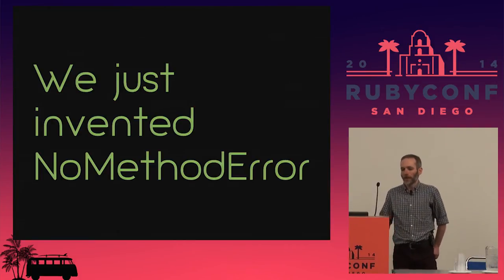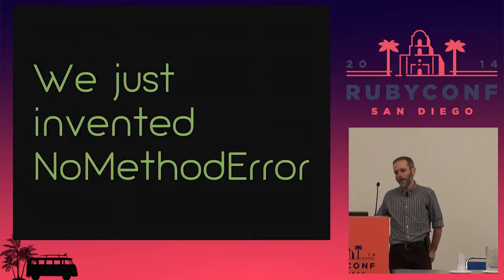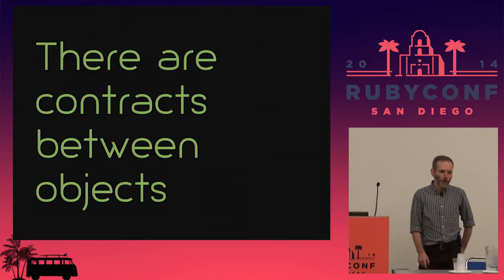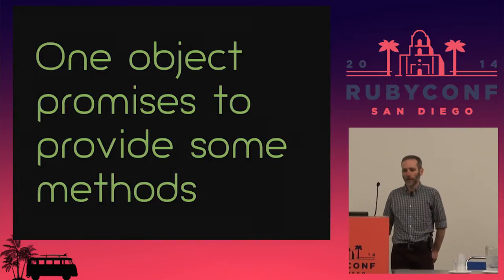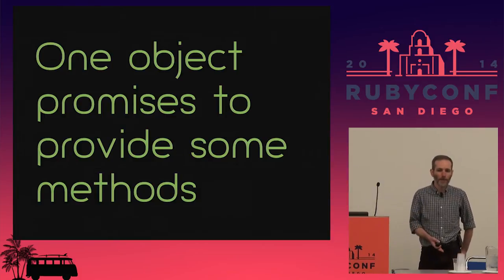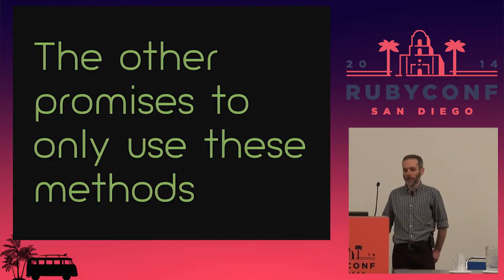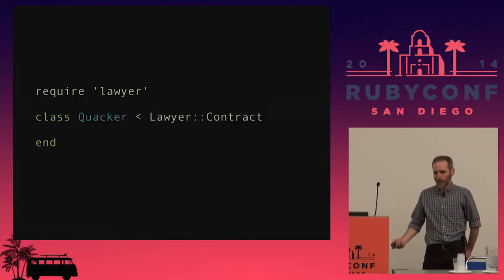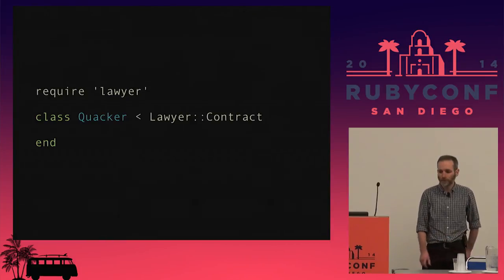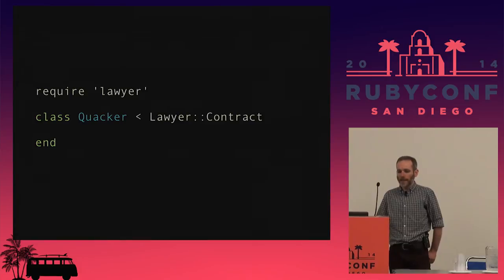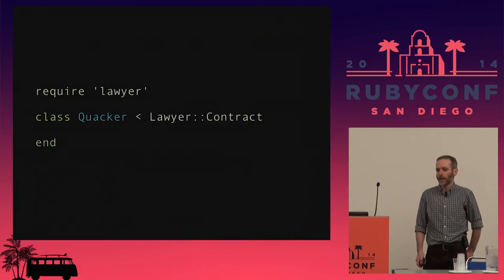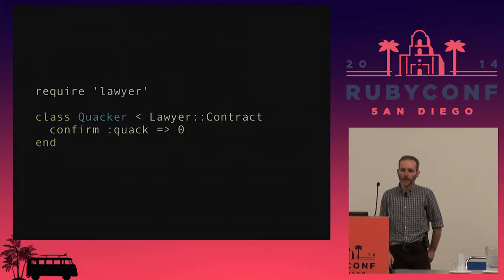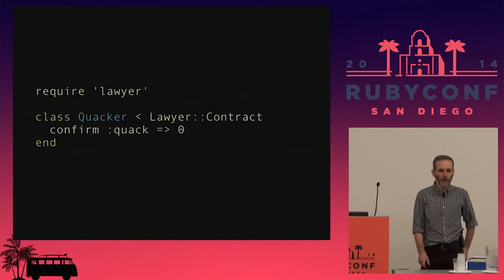OK, so I went back and thought about the problem some more. And I thought, OK, really, there are contracts we're putting up between objects. And on one half of the contract, we have an object that promises to provide those methods. And on the other half, we've got an object that promises to only ever use those methods. So inspired by this, I wrote a gem called lawyer, the idea being that lawyer will enforce these contracts for me. And to write a contract, it's a little bit like writing an interface in Go. You write a class that inherits from the lawyer gem. And then inside that, you write declarations for the methods you want. So in this case, we'll write a declaration that says there's going to be a method called quack. And the zero here means it takes no arguments into that method.